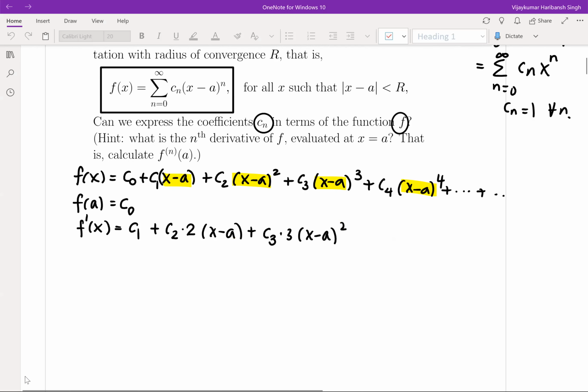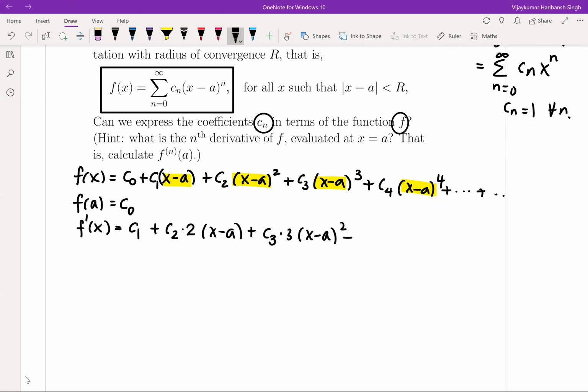These terms have x minus a in them as a factor, c4 times 4 times x minus a cubed, and so on and so forth. So now if we want to find c1, then simply substitute a in f prime. So this is going to be c1, right? Because the other terms will become 0 when you substitute a in them. So this is your f prime of a.